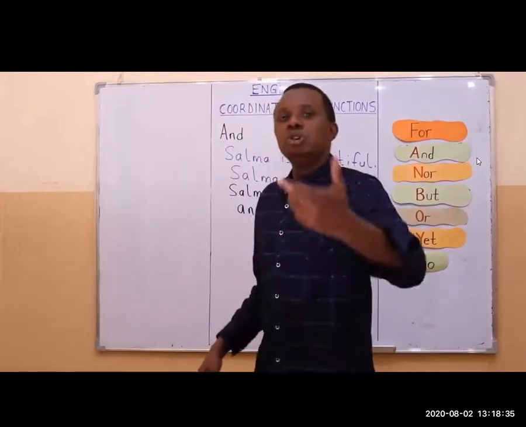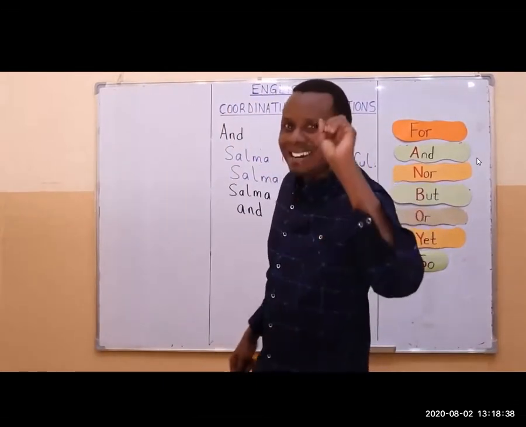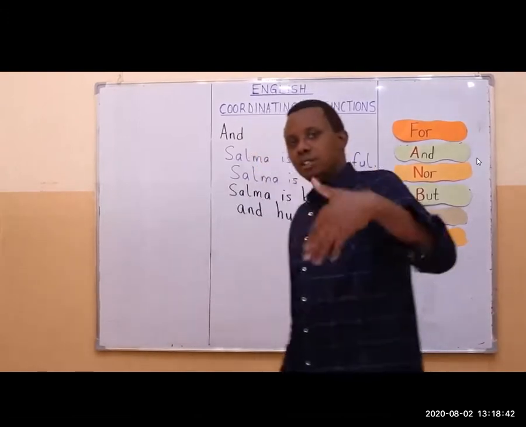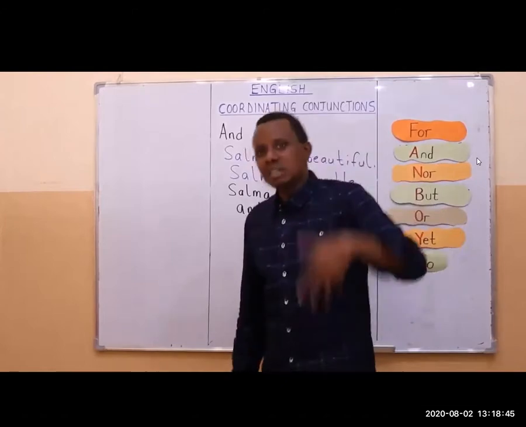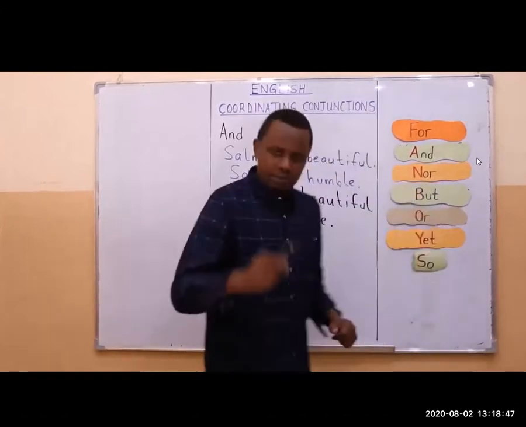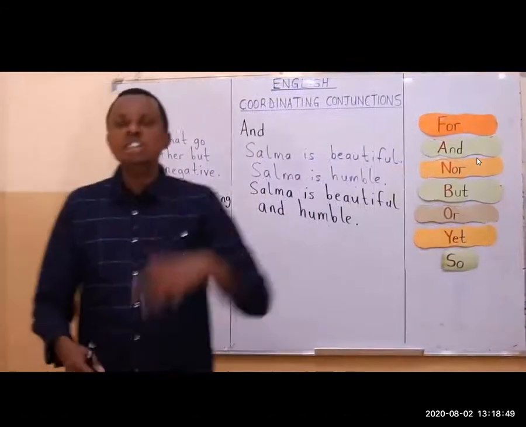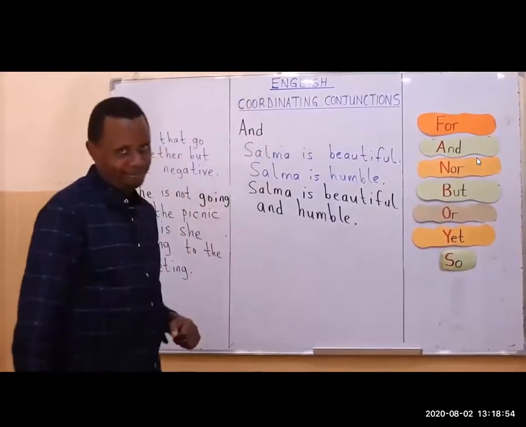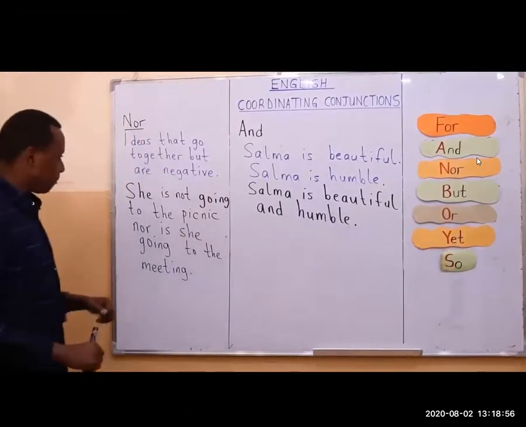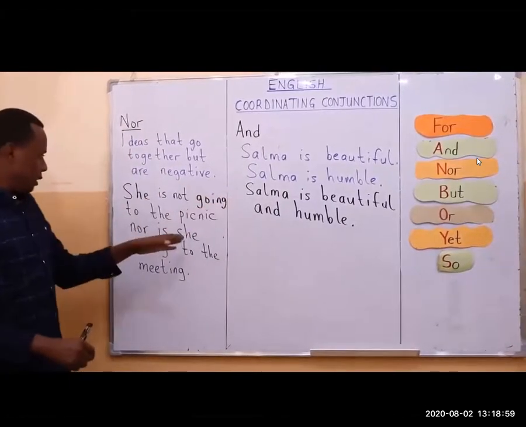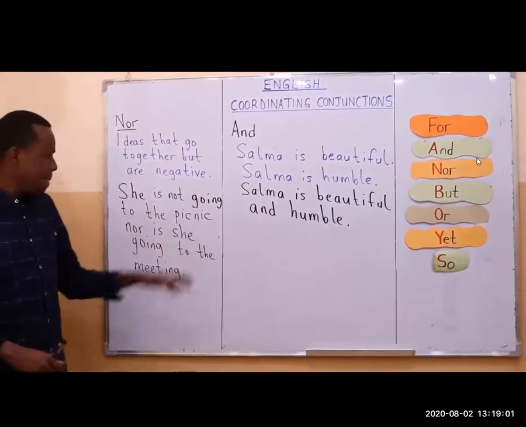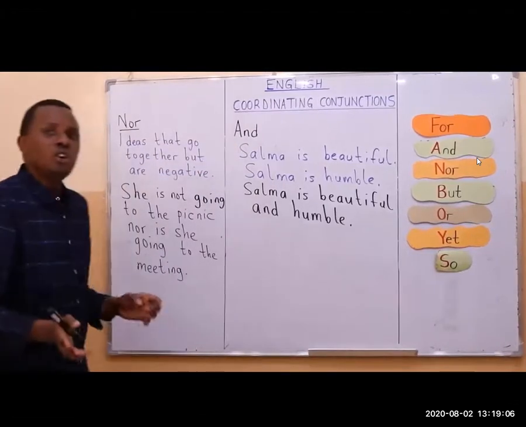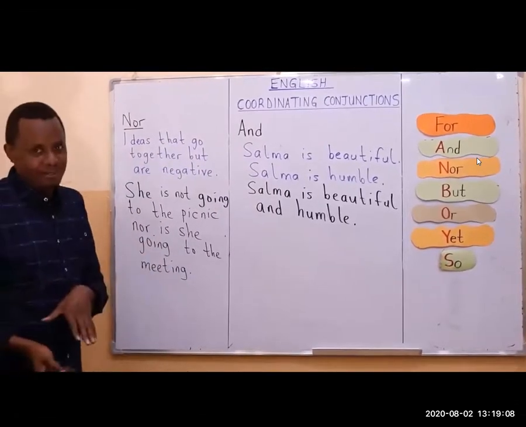Noor is used to join ideas that go together but are negative. I want you to take note of this. Ideas that go together but are negative. Now, I want you to look at this. Noor is used with ideas that go together but are negative. Now, take a look at this. She's not going to the picnic, nor is she going to the meeting. She's not going to the picnic, she's not going to the meeting. So, both of them are negative.